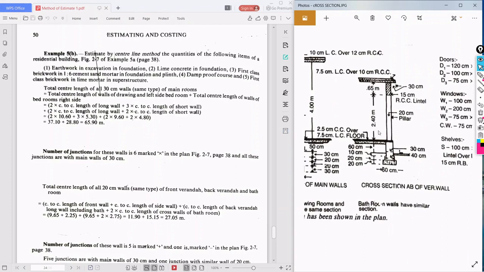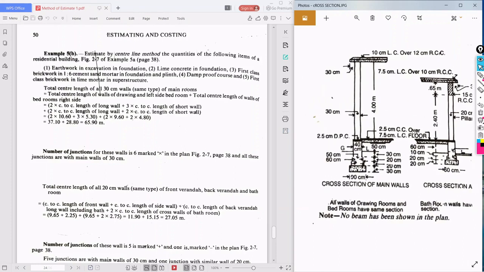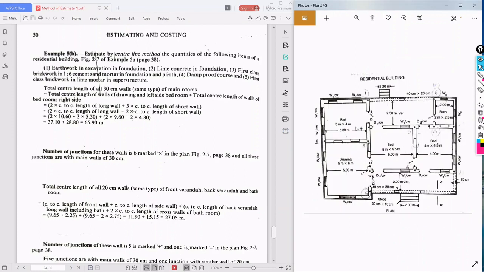Other than that, in the earlier method, for the same type of wall in the first footing, second footing, whether it is excavation or lime concrete in foundation, we had divided the building into four types: bedroom, drawing room, both bedrooms as one type, front veranda and back veranda. Here there is no need to divide the building again.